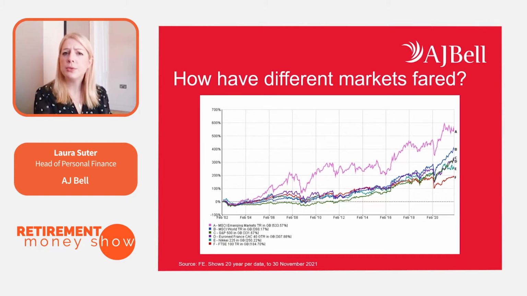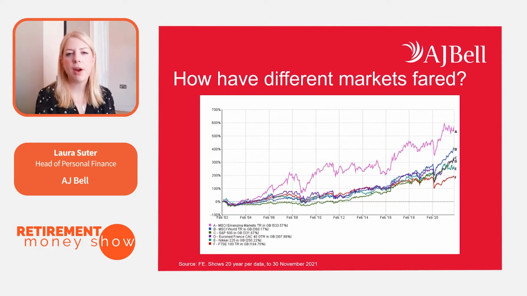So I thought it would be useful to look at how markets have performed over the past 20 years. What we've got here are some broad indices from different countries around the world. So we've got things like emerging markets, we've got the S&P 500 index, which is in the US, we've got the FTSE 100, which is the leading UK companies. And if we look over that 20-year time horizon, emerging markets have delivered more than 533% return during that time, and it's the standout performer over that long period of time. In contrast, the FTSE 100 has delivered about 184% return, so much lower than that.